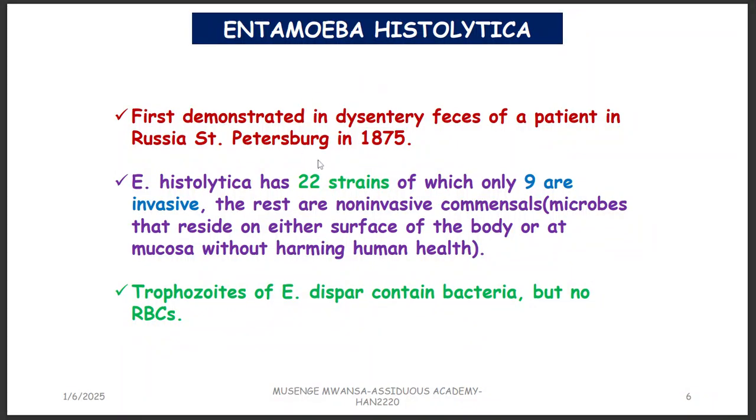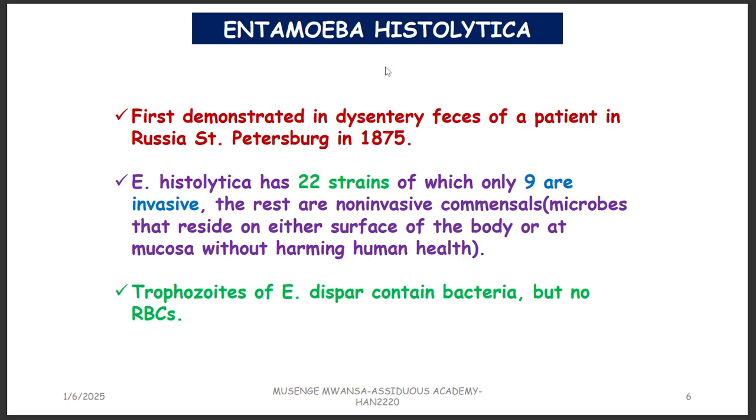So let's go with Entamoeba histolytica. Entamoeba histolytica was first demonstrated in the feces of someone that had dysentery. You know, dysentery, this is where someone has got bloody diarrhea, right? That is dysentery. When you look at cholera, Vibrio cholerae, that's a bacteria and it causes diarrhea, but the diarrhea is watery. Entamoeba histolytica causes diarrhea also, but that diarrhea is going to be bloody diarrhea.